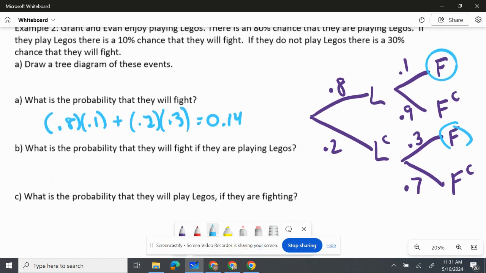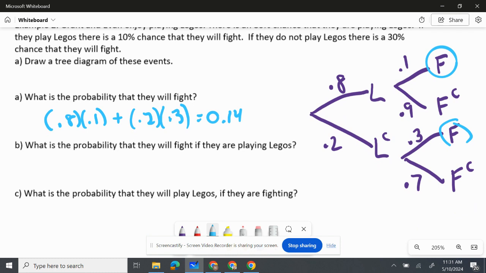Now, what is the probability that they will fight if they are playing Legos? So given, we know that they're playing Legos. So if they're playing Legos, what's the probability that they fight? And that would just be the 0.1.